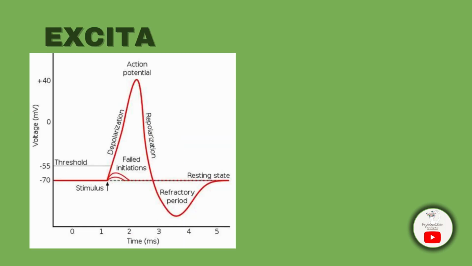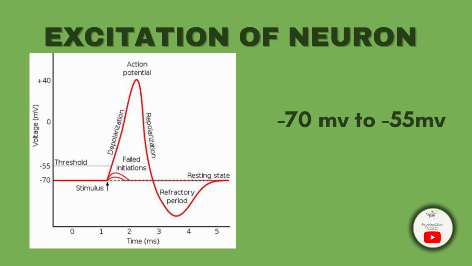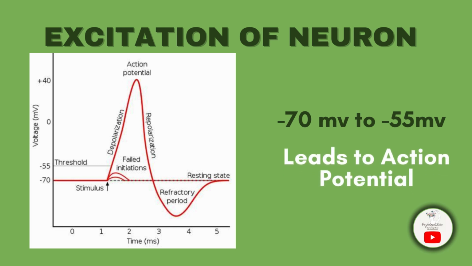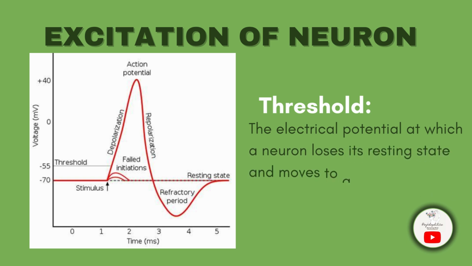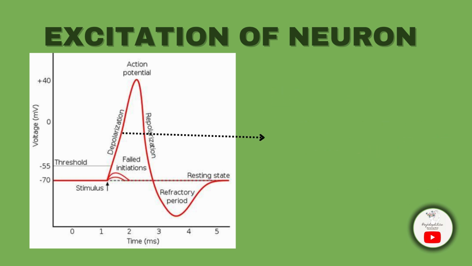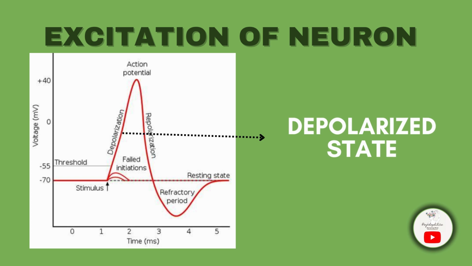If an electrical signal excites a neuron by taking its resting potential from minus 70 millivolts to minus 55 millivolts, the neuron will lose the resting potential, resulting in an action potential. This benchmark of minus 55 millivolts is called the threshold potential. In simple terms, the threshold is the electrical potential at which a neuron loses its resting state and moves to a firing state. It becomes what we call depolarized.